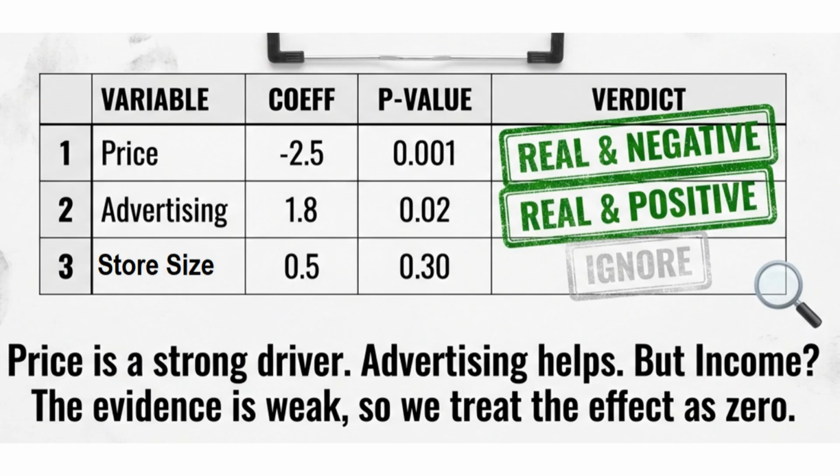Let us interpret a regression table. Price has a coefficient of negative 2.5 with a p-value of 0.001. This means price has a strong negative impact on sales. Advertising has a p-value of 0.02, which is also below 0.05. So, advertising significantly increases sales. But store size has a p-value of 0.30. This means the data does not provide strong evidence that store size affects sales. So, analysts treat that coefficient as statistically insignificant.